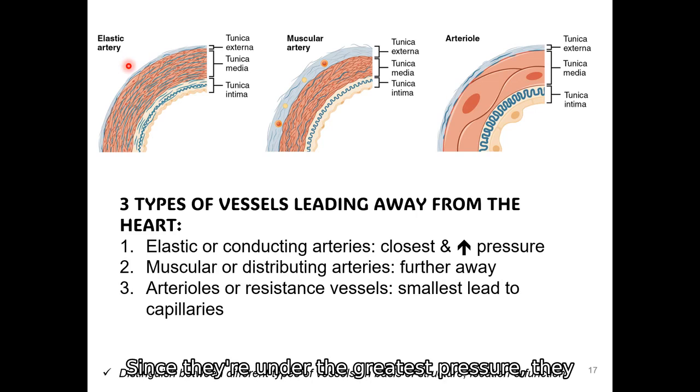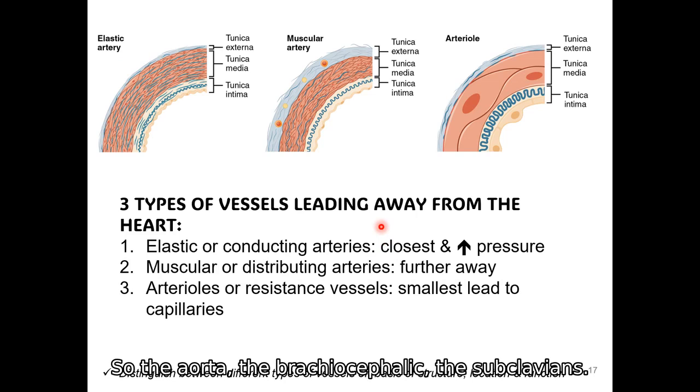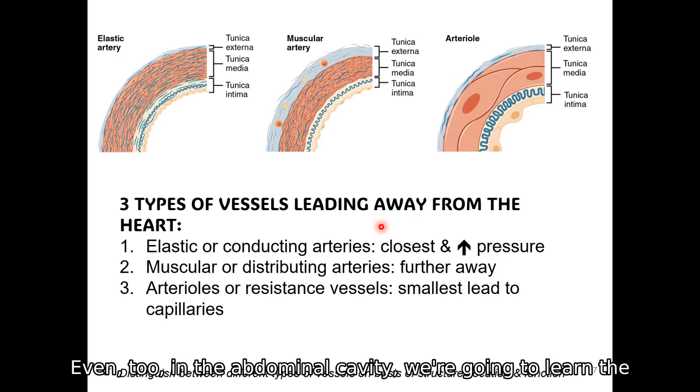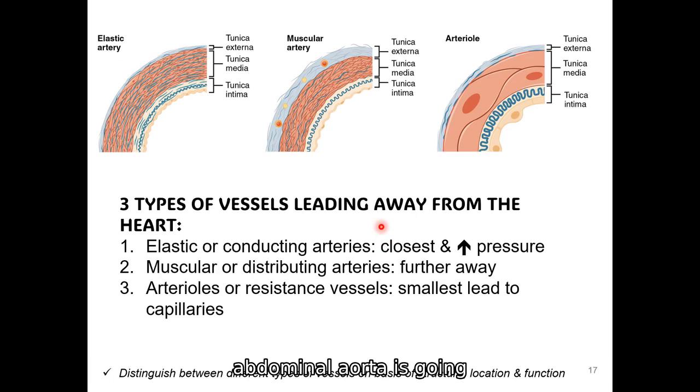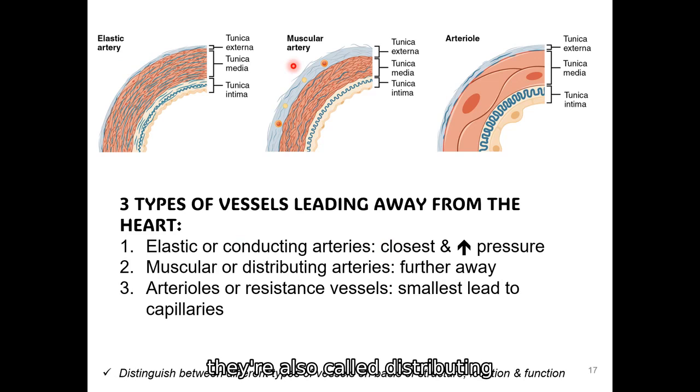Since they're under the greatest pressure, they are the ones closest to the heart. So think the big branches, right? The aorta, the brachiocephalic, the subclavians. Even in the abdominal cavity, we're going to learn the abdominal aorta is going to branch into the common iliac. So just the really large vessels closest to the heart are under the highest pressure, so they have the most elastic fibers.